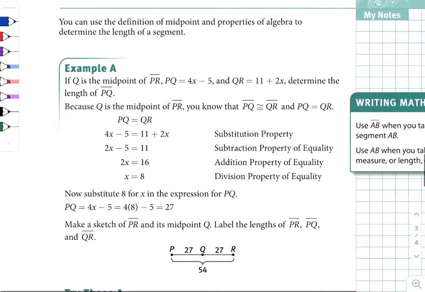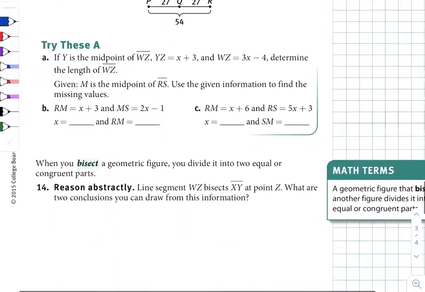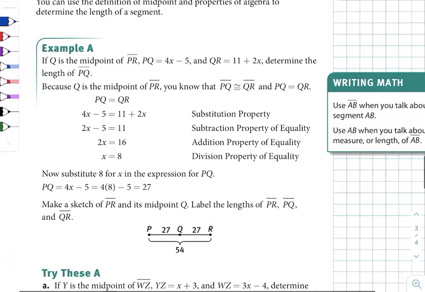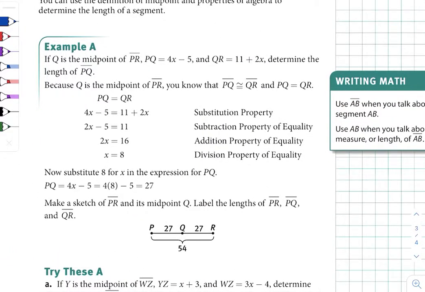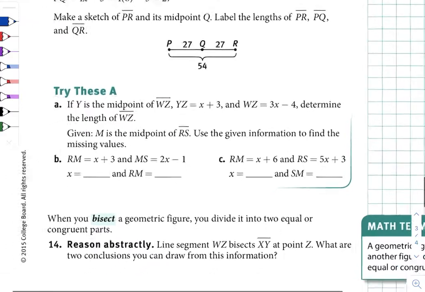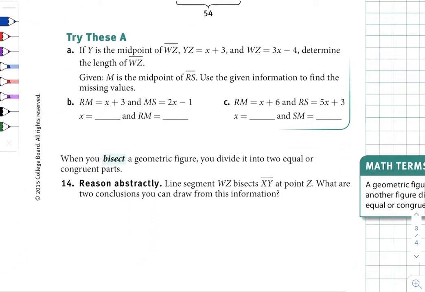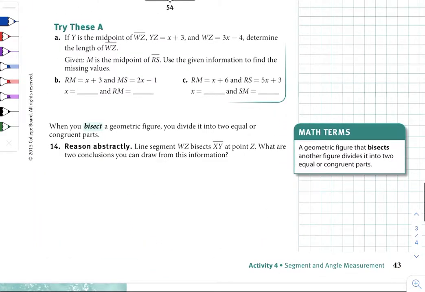Example A is an example that goes through some problems. I'm not going to go through this. You're more than welcome to read it on your own and ask me any questions. It is very similar to the problems I'm about to do, so there's no need for me to go over one that's already done for you in the book. So let's go ahead and start with the Try These A. Again, we're on page 43.